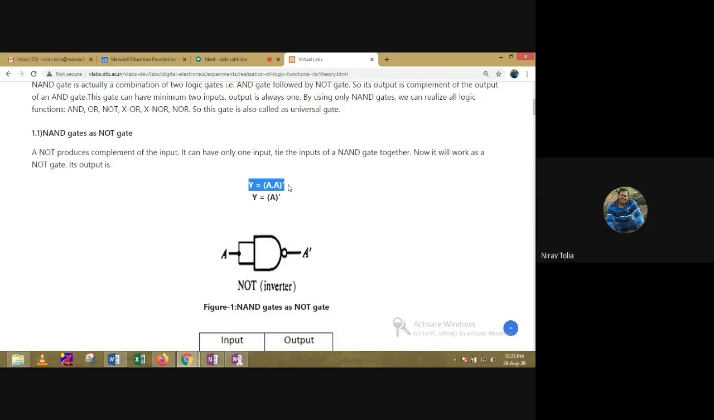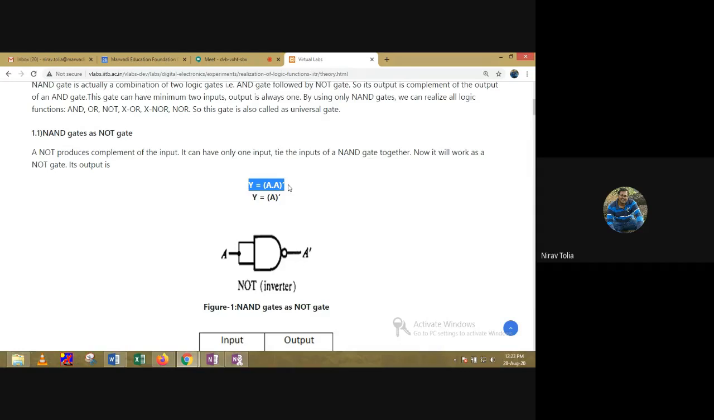So the equation of the NAND gate is Y = (AB) bar, but instead of B we have A. So (A dot A) bar, but A dot A is equal to A only. So my input is A and it gives the output A bar. So how does it work? It works as a NOT gate only.